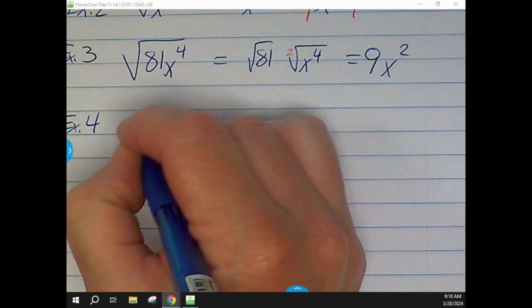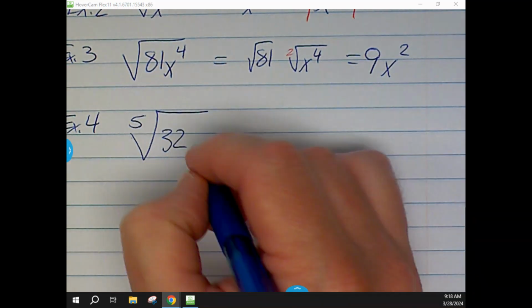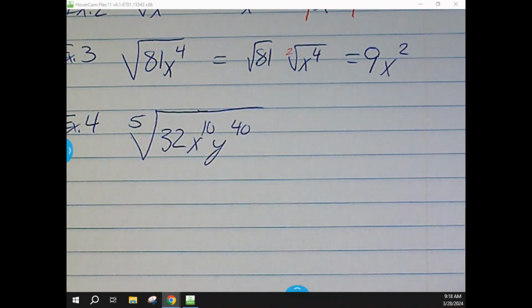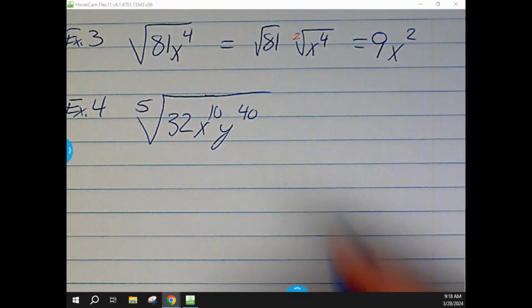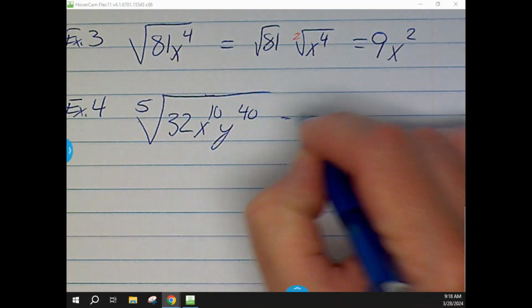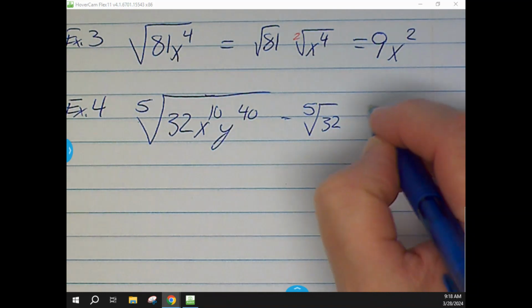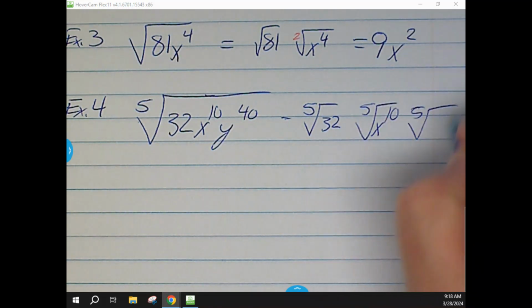All right, so let's do the fifth root of 32, x to the 10th and y to the 40th. Okay, so it's the fifth root of 32, the fifth root of x to the 10th, and the fifth root of y to the 40th.